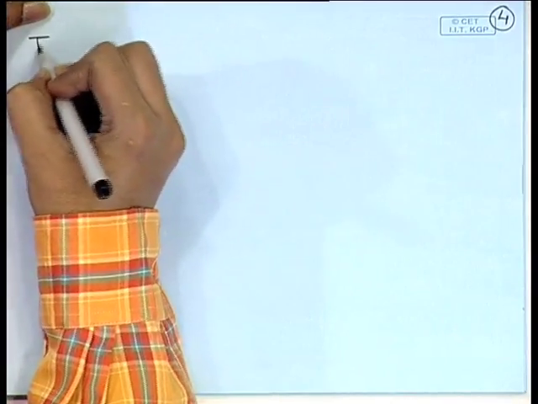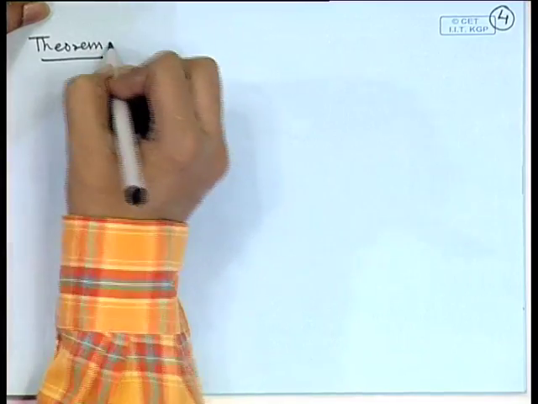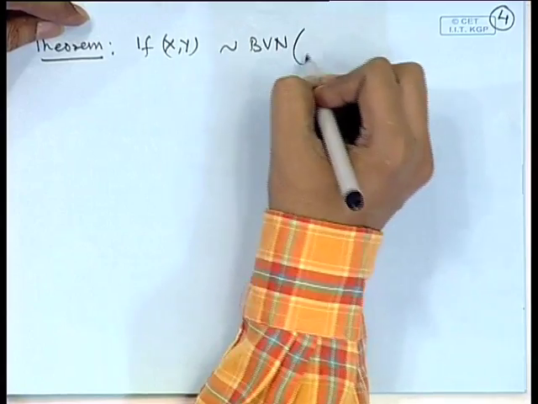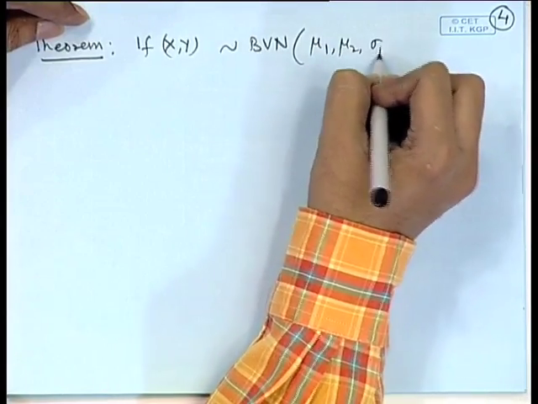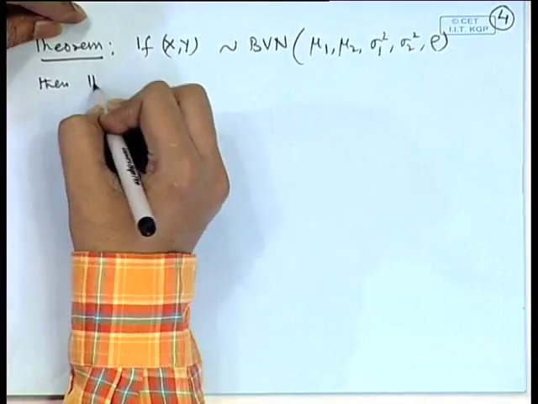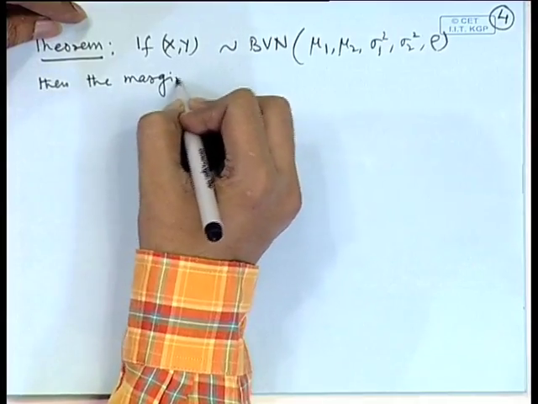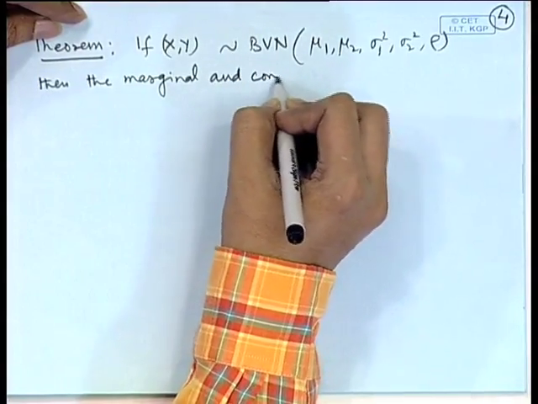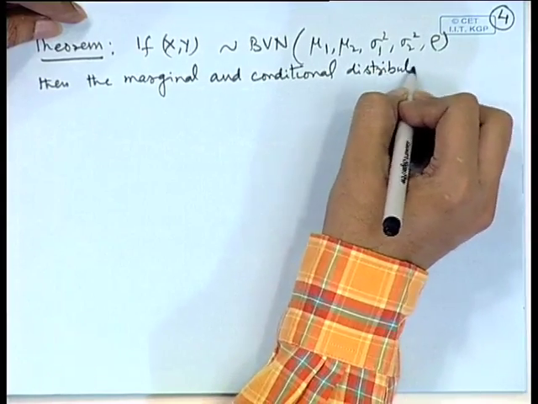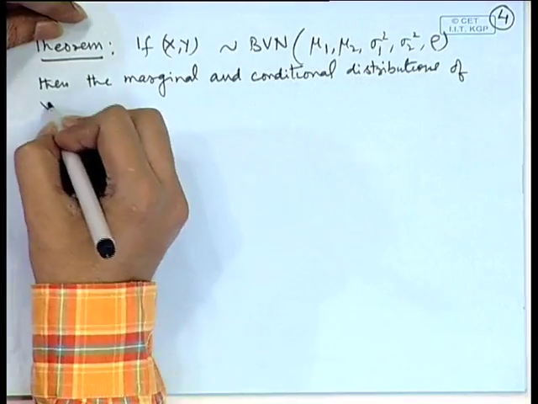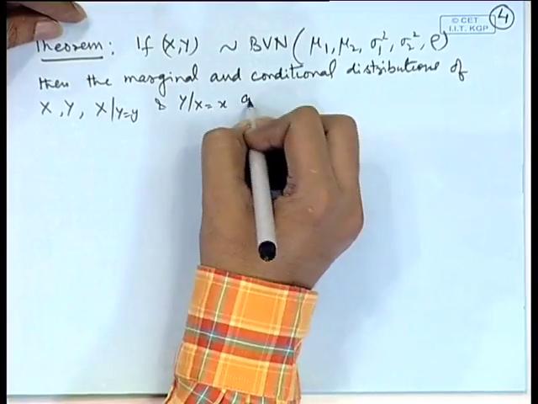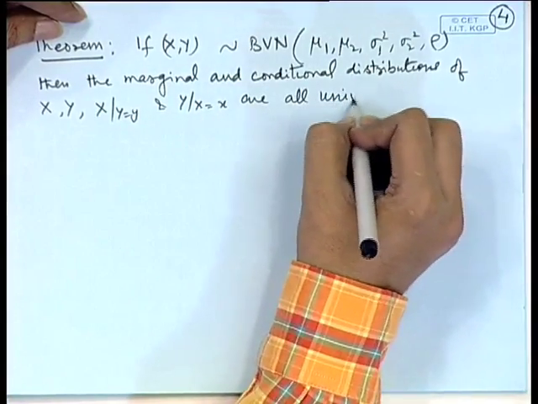We can state it as a theorem. If x, y follows bivariate normal with some parameters, say mu 1, mu 2, sigma 1 square, sigma 2 square and rho, then the marginal and conditional distributions of x, y, x given y and y given x are all univariate normal.